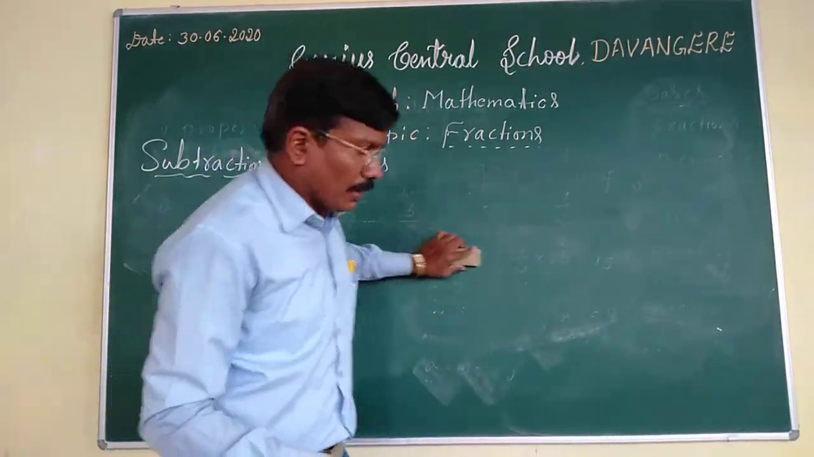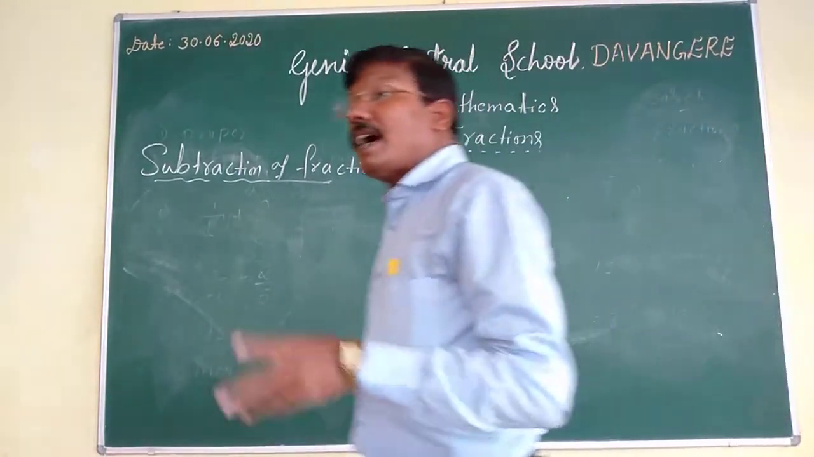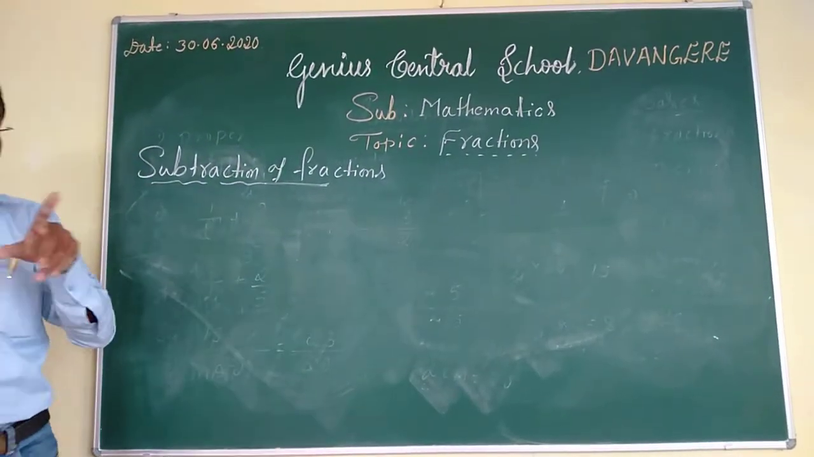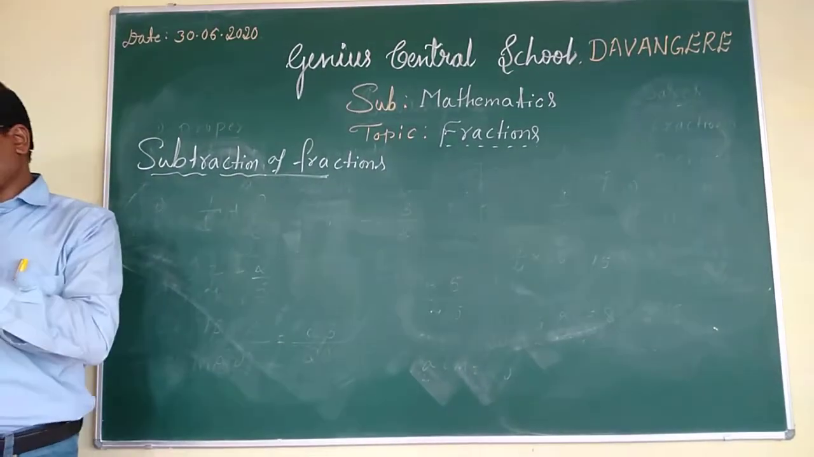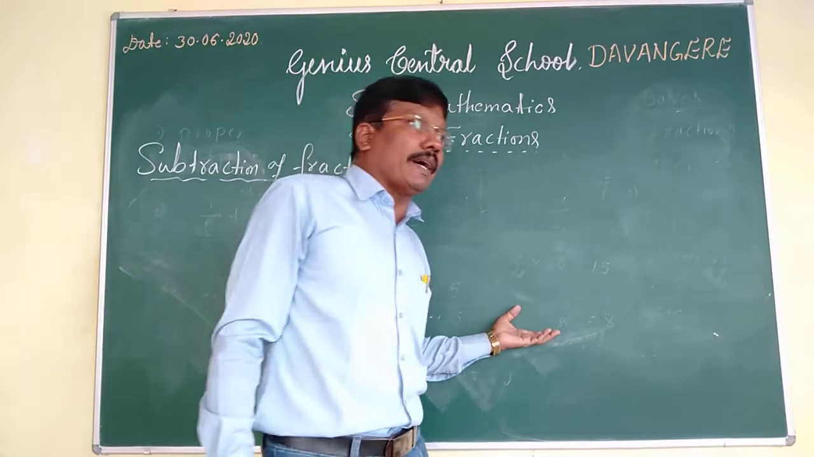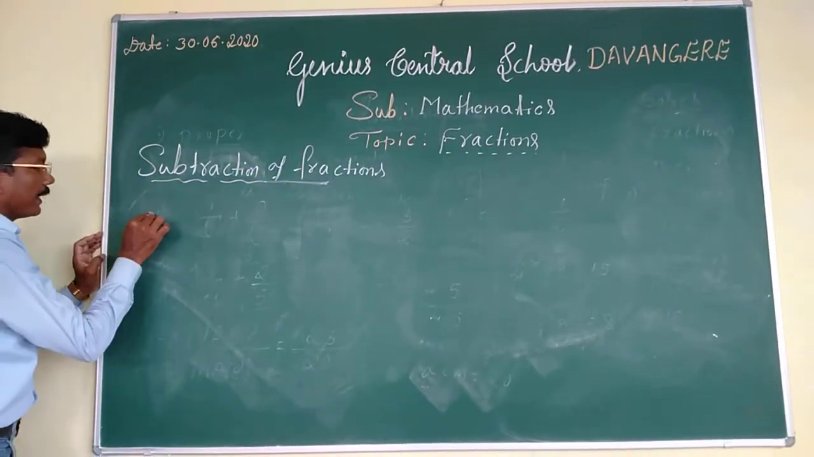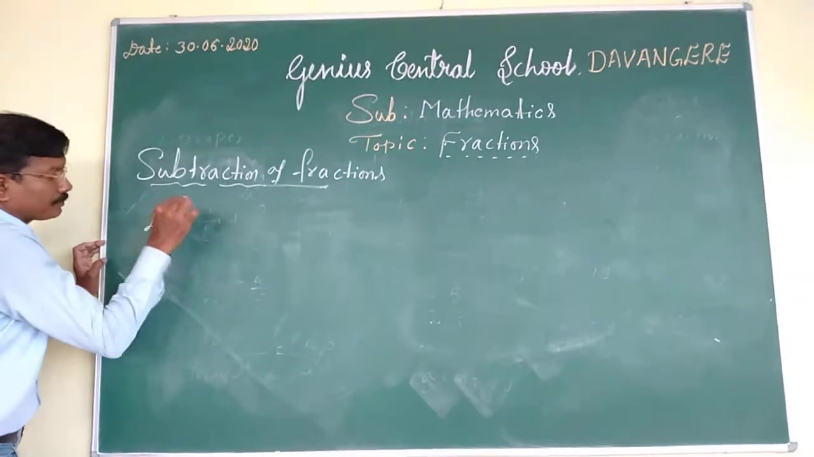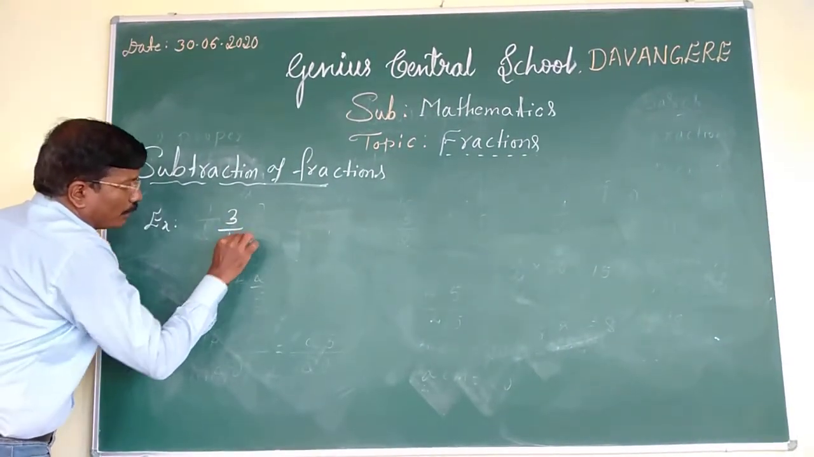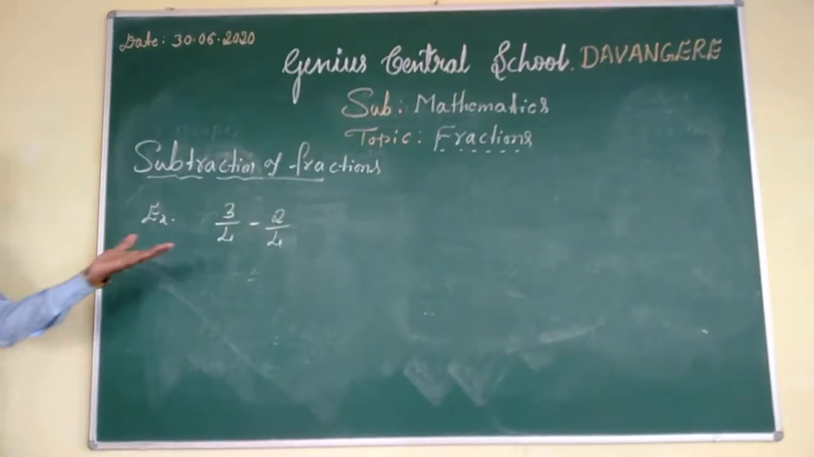So as you were told in the previous lesson, while adding or subtracting fractions, you must notice that the denominator is always the same. Suppose the denominator is not the same, you take the LCM and simplify, then add or subtract with the same common multiple. The same common principle you have taken here. Take one example. 3 by 4 minus 2 by 4. This is a simple example.